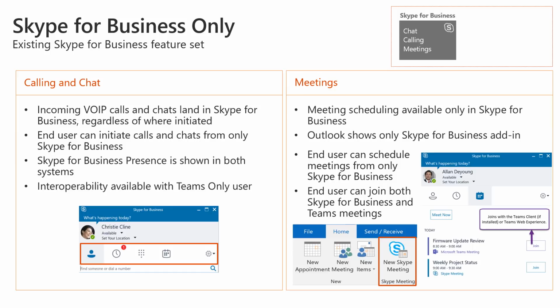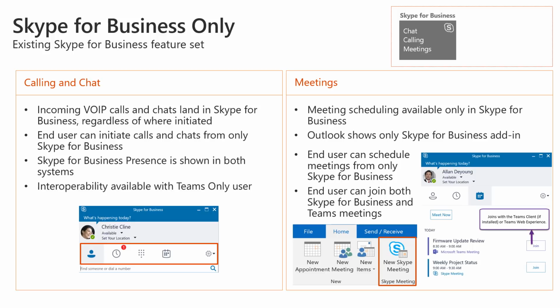From a meetings perspective, meeting scheduling is only going to be available in Skype. And as a result, Outlook will only show the Skype for Business add-in, as we see here. Now, even though I can only schedule meetings from Skype for Business, again, I can join Skype for Business and Teams meetings. And you see in my screenshot here, as I pivot to my Meetings tab, I actually have two meetings, one being a normal Skype for Business meeting, which I can just click join and we'll just join natively through Skype. But notice I've also been invited to a Microsoft Teams meeting here.